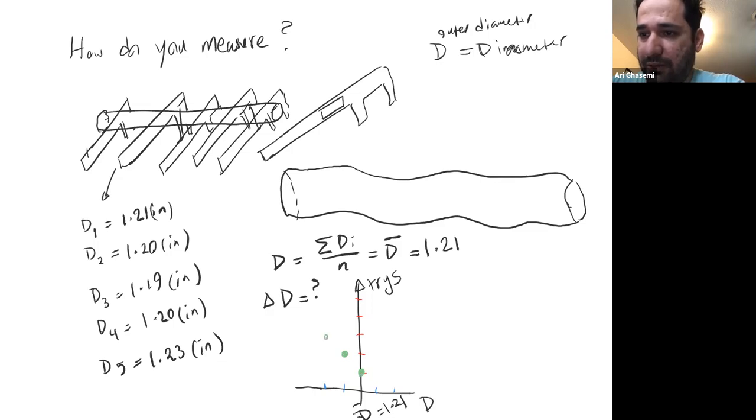And then the fourth measurement is again 1.20. And the fifth measurement is 1.23, sorry, which is right here. You see that? So the data are not exactly on the average. They're kind of clustered about the average line. And what does this clustering mean?